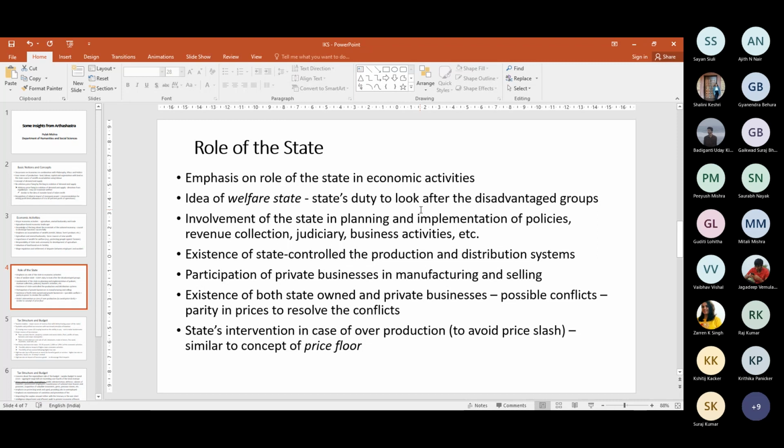So government's role can be seen in the production process. Government role can also be seen in the process of distribution, like public distribution system, basically providing essential items to the people through the public distribution system. We can also see government's role in the process of development of infrastructure.